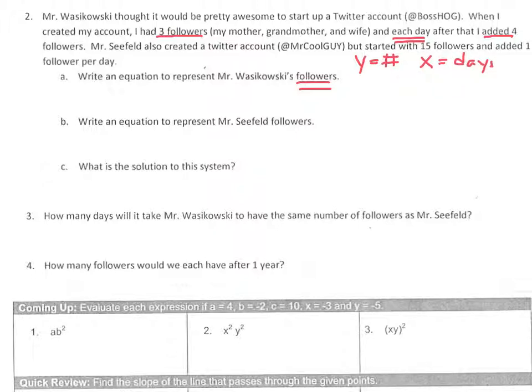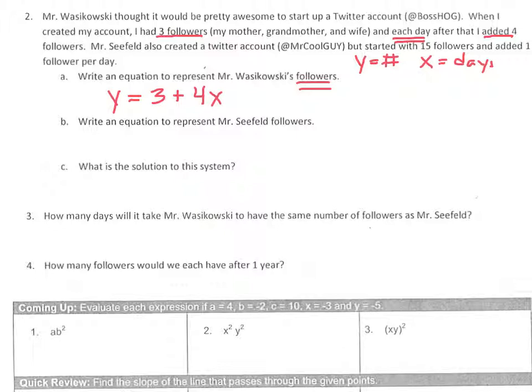Now I can write an equation that models the number of Twitter followers I have versus the number of days. So y, the number of Twitter followers I have, equals: well, I start off with 3 followers, and then each day I add 4. So I'm going to write 4, and then I want to represent the number of days. The number of days could be any number. Could be 1, could be 2, could be a year, could be 2 years. So I'm going to label that as x. This would be my equation. It represents the number of followers I have.